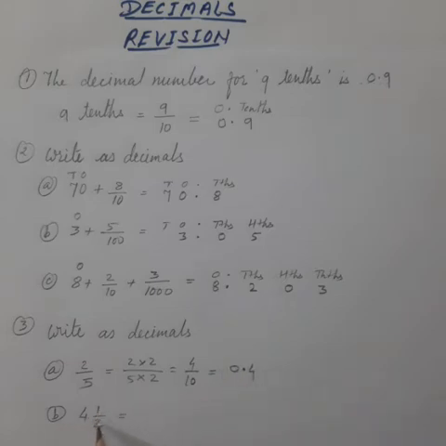B part. 4 1/2. This is the mixed fraction. Bring this fraction into improper. 4 2s are 8 plus 1, 9. 9 by 2. Now we have to make the denominator 10. 2 5s are 10. So multiply numerator also by 5. 9 5s are 45 and 2 5s are 10. This is 45 tenths. That means there is only one digit after decimal point. So we have to insert the point before 5. 5 is at tenths place. So we get the decimal number 4.5.